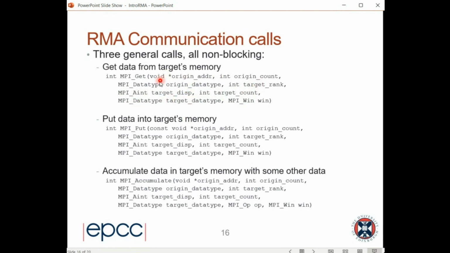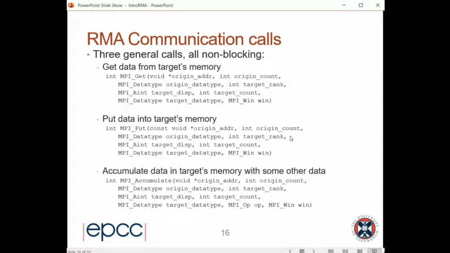These parameters are interpreted at the origin. This is saying I want to read so many data items from the remote process at some particular displacement into the window of a certain data type, and it all happens within a window. A put has exactly the same parameters, but the data goes the other way. Here the data comes from here into here. Here the data starts off here and ends up there. So it is actually the same prototype, identical, but the data goes in a different direction.